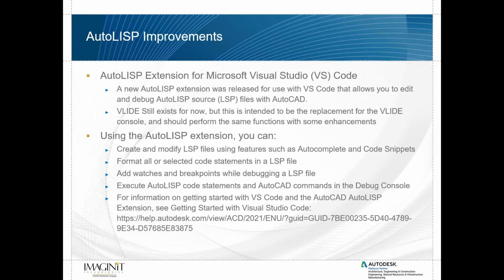The AutoLISP extension for Microsoft Visual Studio Code is a new AutoLISP extension that was released for use with Visual Studio Code. It allows you to edit and debug AutoLISP source files within AutoCAD. VLIDE still exists for now. This is intended to be the replacement for the VLIDE console and should perform the same functions with some enhancements.